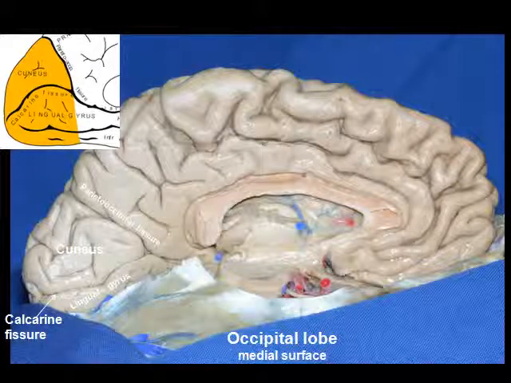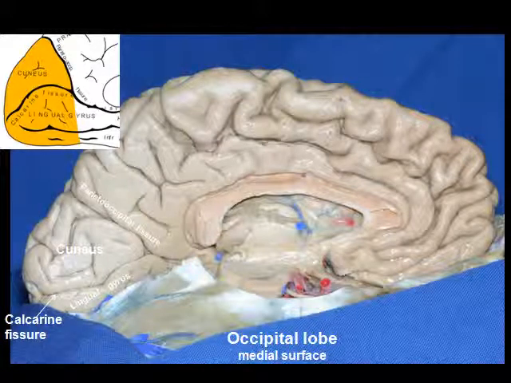The cuneus is a wedge-shaped area between the calcarine fissure and the medial part of the parietal occipital fissure. The lingual gyrus lies between the calcarine fissure and the posterior part of the collateral fissure. Behind, it reaches the occipital pole. In front, it is continued on to the tentorial surface of the temporal lobe and joins the hippocampal gyrus.